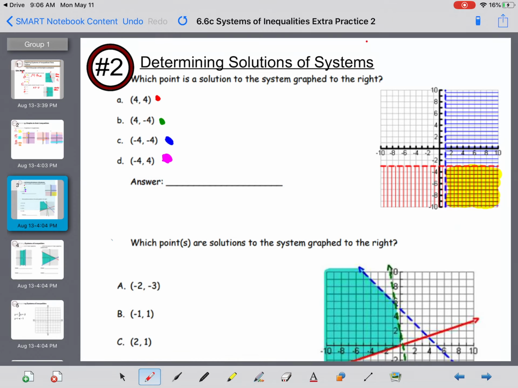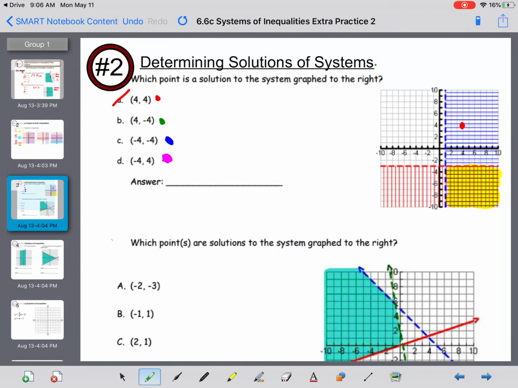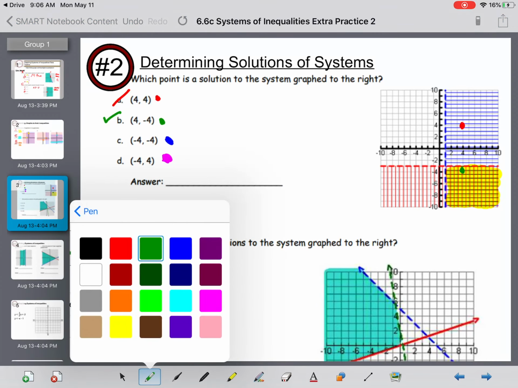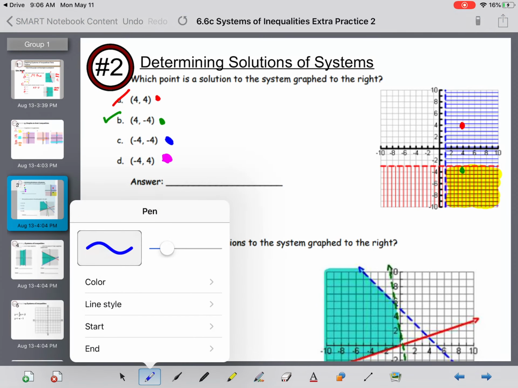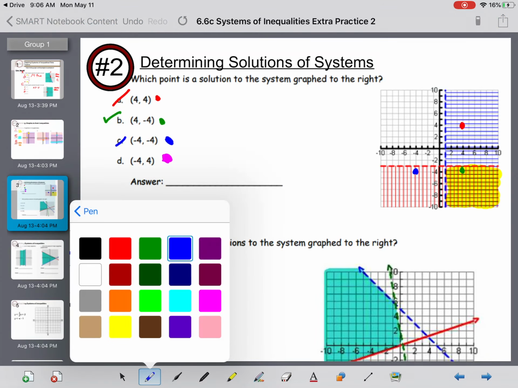Okay, so A is positive 4, 4. Right 4, up 4. That only falls in the blue shaded region. No good. 4, negative 4 is right 4 and then down 4. Well, that looks pretty good to me. I'm going to put a check next to B, and we're going to see if there's any others. Negative 4, negative 4. Left 4, down 4. No good.